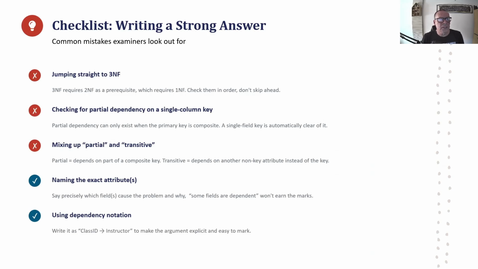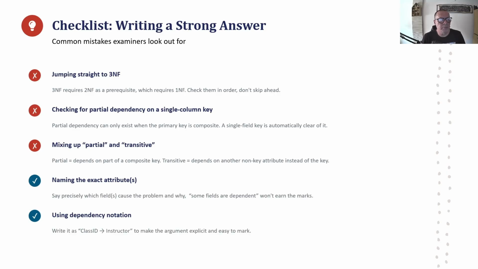So, mistakes that students sometimes make when answering these questions: looking for third normal form first. Okay, so break it down, carefully look at each stage. First normal form, then second normal form, and then finally third normal form. Another mistake is checking for partial dependency on a single column key. You can only get partial dependencies when there's a composite key. So don't even try looking for partial dependencies if it's not a composite key.